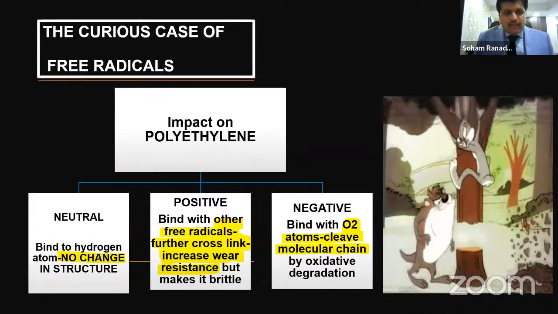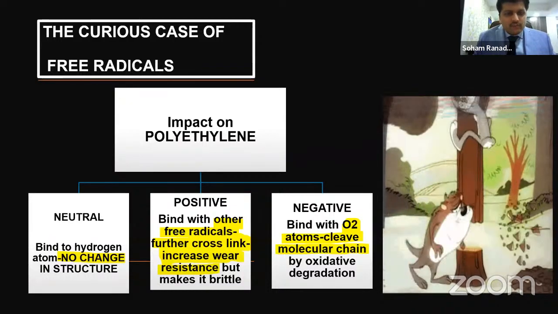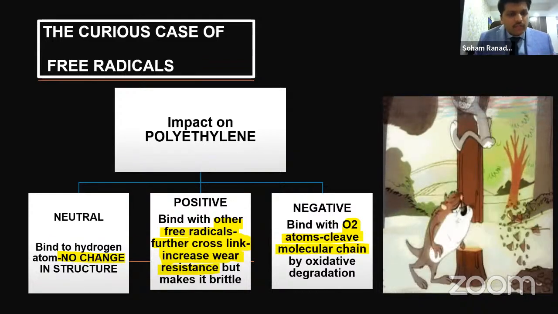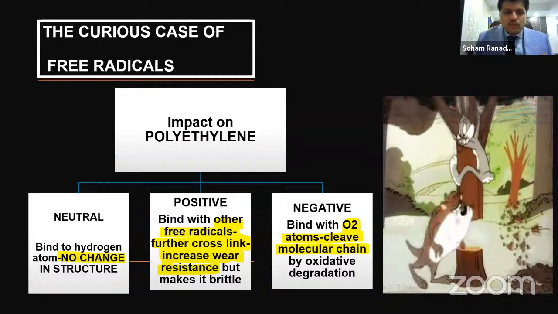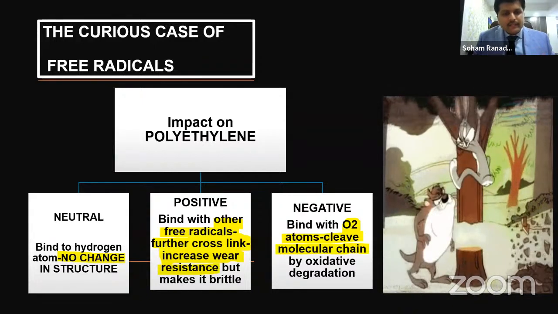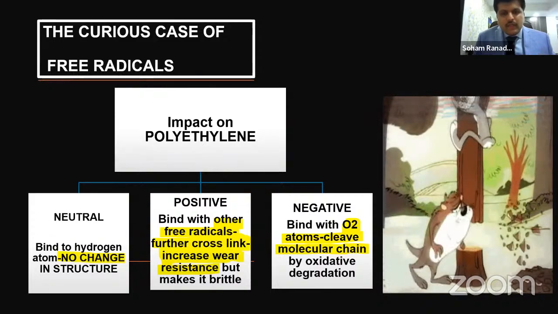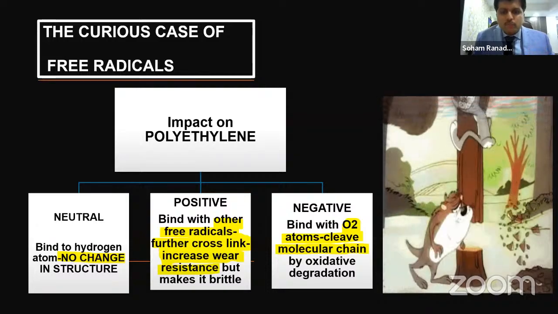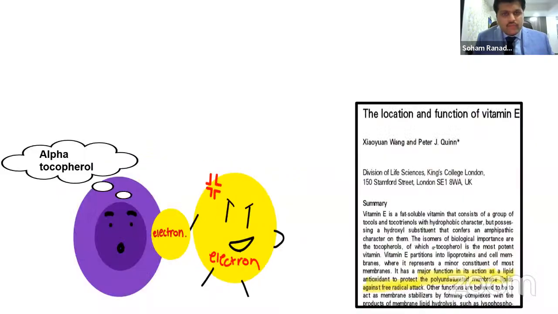Now, coming to the free radicals, the impact on polyethylene was threefold. It had a neutral impact in which it bound to a hydrogen atom, with no change in the structure. There was a positive impact when it cross-linked with other free radicals, which increased the wear resistance but made it brittle. And there was a negative impact when it bound to oxygen atoms, causing cleavage of the molecular chain by oxidative degradation.